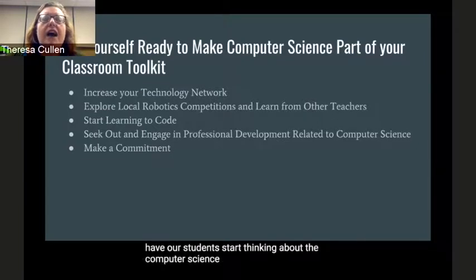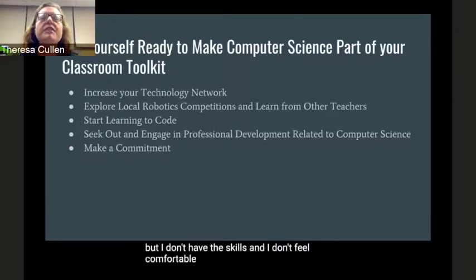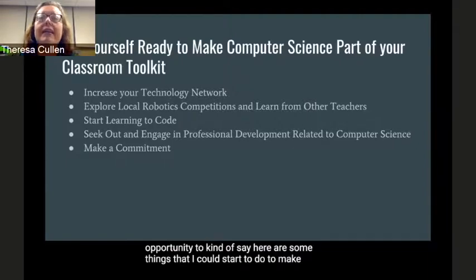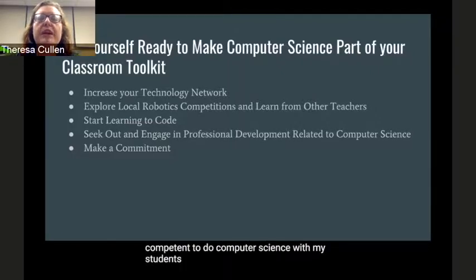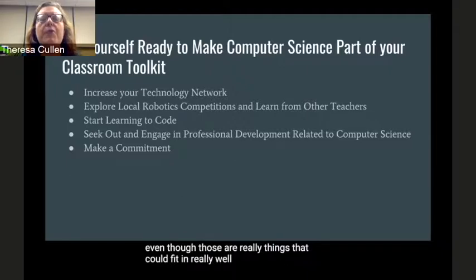The other thing is I don't know about you, but sometimes when we have Computer Science Ed Week, all of a sudden I think, man, I really wanted to work on that, but I don't have the skills and I don't feel comfortable. And I can take this as an opportunity to say, here are some things that I could start to do to make myself as a teacher feel more ready and competent to do computer science with my students. So maybe I'm not ready quite yet to do an activity for Computer Science Ed Week, even though those are really things that could fit in really well in your curriculum. But instead, let me start to think about a couple of things I could do.